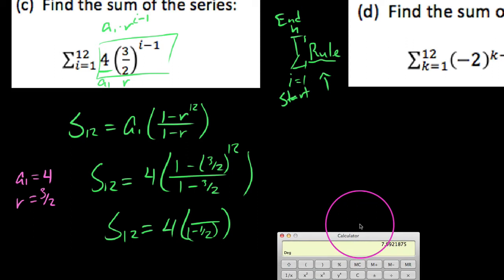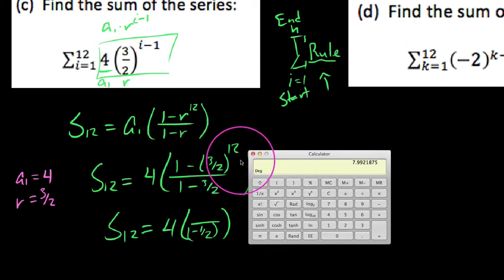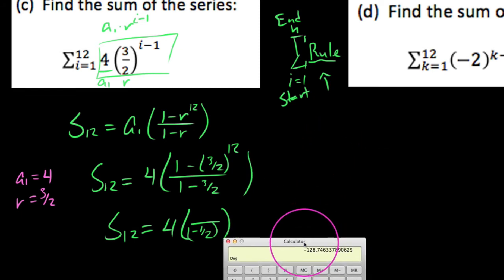Here's how I would type this into my calculator. I'd start inside out. Clear everything out. We say 3 divided by 2, so this is our 1.5 here. We're going to take it to the 12th power, so we say to the power of 12. And I want to take this away from 1, so I'll take 1 away from it and switch its sign. So we get this on top, negative 128.74-ish.